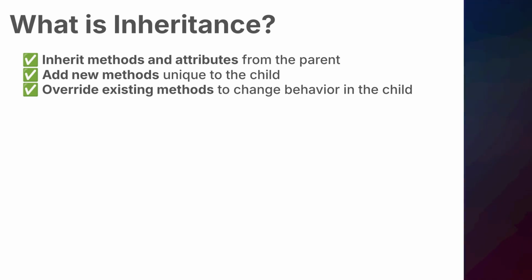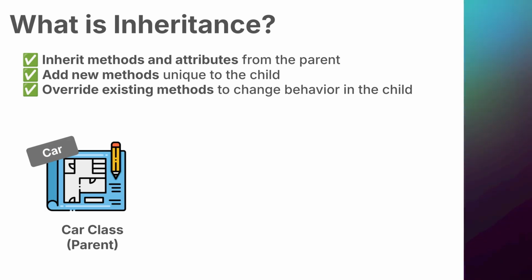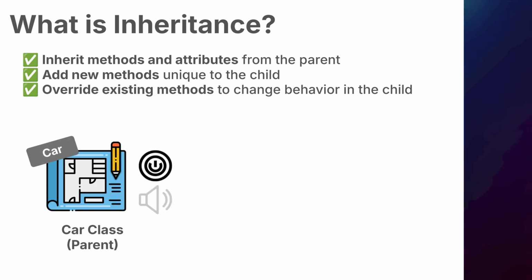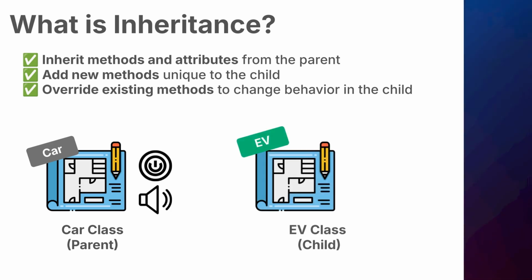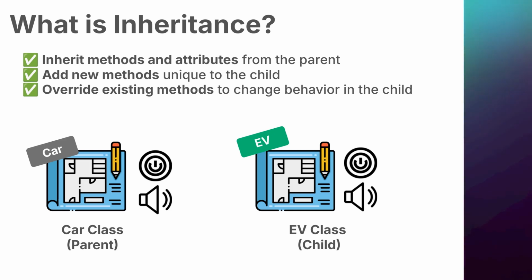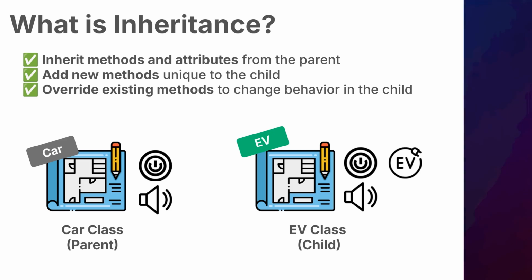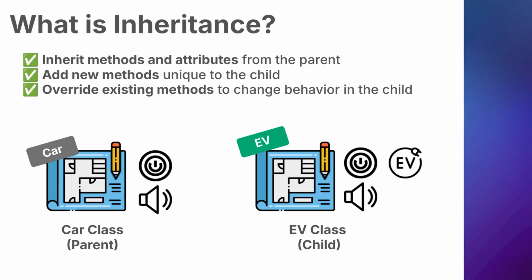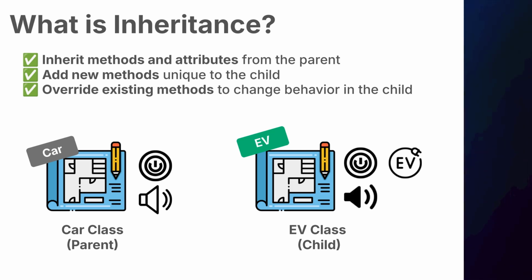For example, if you have a car blueprint parent class that defines common methods like start engine and honk, EV class, a child class, can inherit those methods from the parent class. Also, you can add new methods unique to the child like charge battery. Furthermore, you can override existing methods to change behavior in the child, such as changing the honk sound.